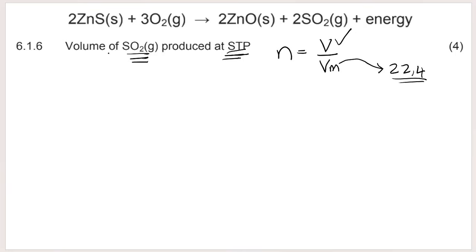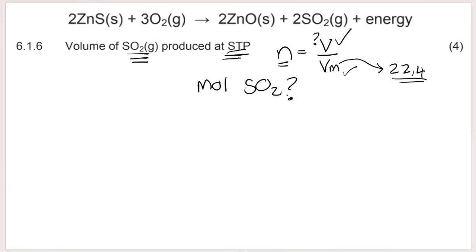Now, in order to work out the volume of SO2, sulfur dioxide, produced at STP, I know that Vm is a constant. I'm looking for V, so I need the number of moles of sulfur dioxide. But how do I get moles of sulfur dioxide? Well, we need to use our mole ratio again.